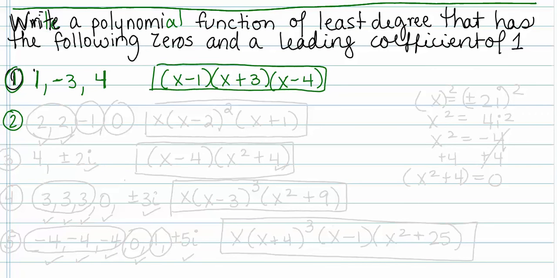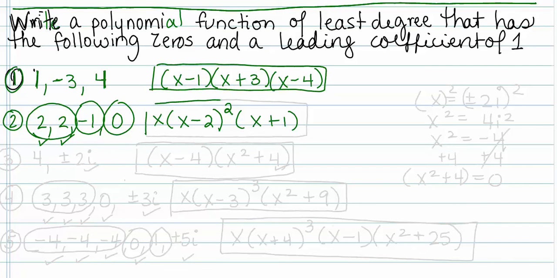Number 2 says 2, 2, negative 1, and 0. Well, the fact that they are the same means that their factor was x minus 2, and it's squared because it has a multiplicity of 2. It appears twice. The negative 1 came from an x plus 1, and the 0 came from a regular x. So that would be the answer.